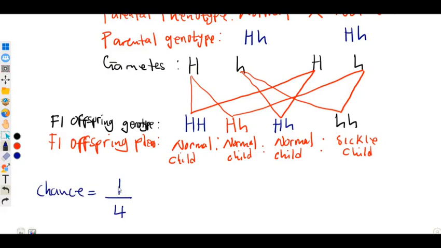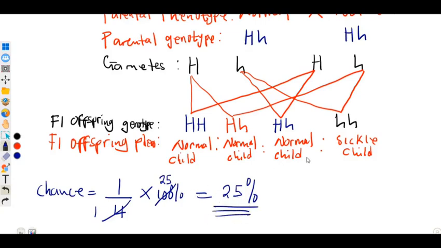The chance is 1 out of 4. 1 is the one who was sick. Then 4 is the total number of children. Then times 100%. So from here we can say 1 over 4, times 100%. This will give us 25%. So this was the chance of the child having sickle cell anemia. So this is how you can answer this question.